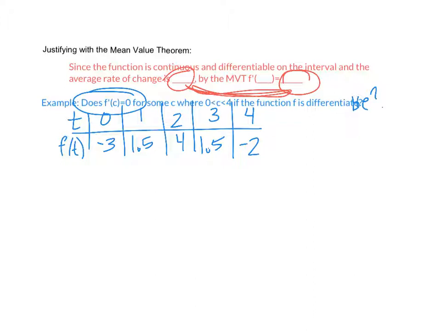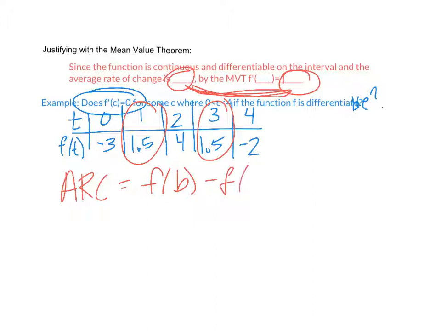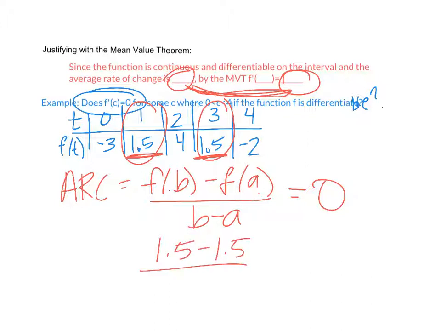Well, looking at this, you notice that these y values are the same. So think about the average rate of change formula. You have f of b minus f of a over b minus a. So in order for this to equal 0, I need f of b minus f of a to equal 0. So I need 2 points that are going to be the same. So I could put in between 1 and 3, I know 1.5 minus 1.5 over 3 minus 1. That's going to be 0 over 2, which is going to equal 0. So yes, this is going to work.